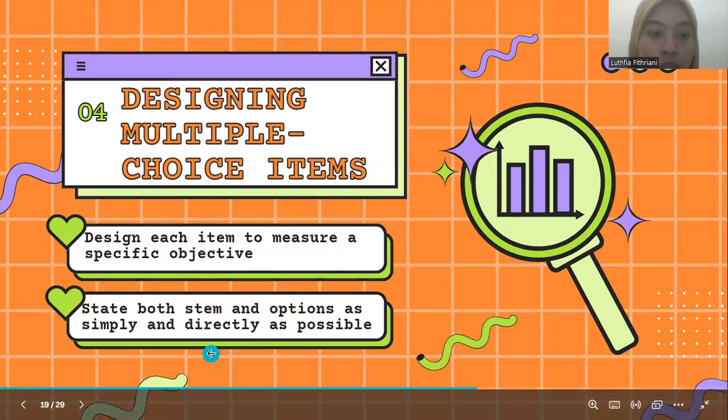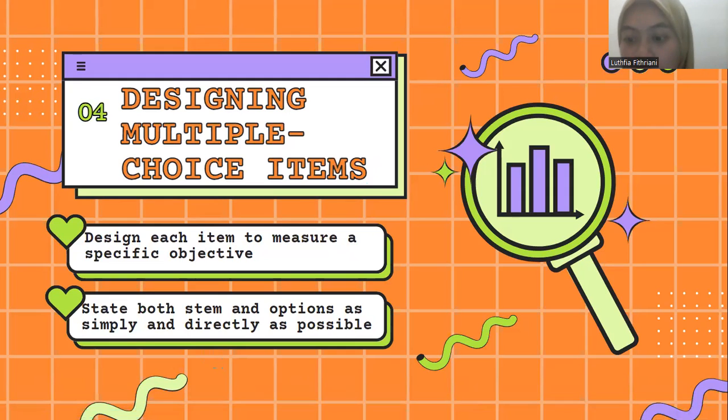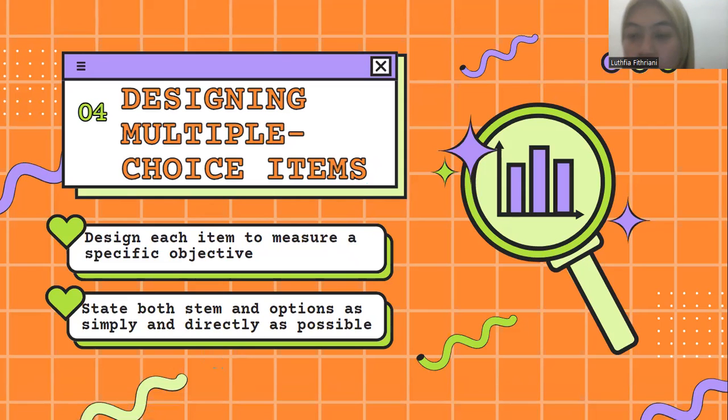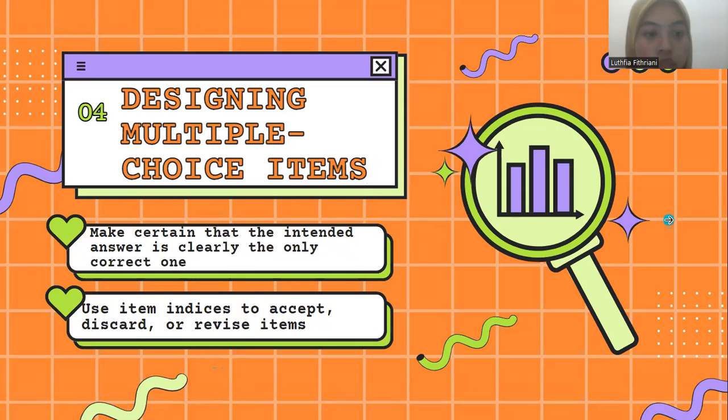The second, state both stem and options as simply and directly as possible. The task set forth in the stem of the item should be so clear that a student can understand it without reading the alternatives. The third, make certain that the intended answer is clearly the only correct one. The problem in multiple choice items should be stated as precisely as possible and should be free of unnecessarily complex wording and sentence structure.